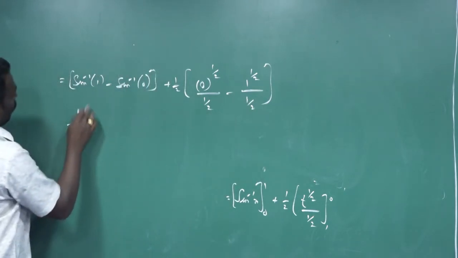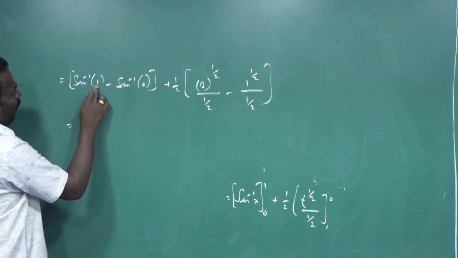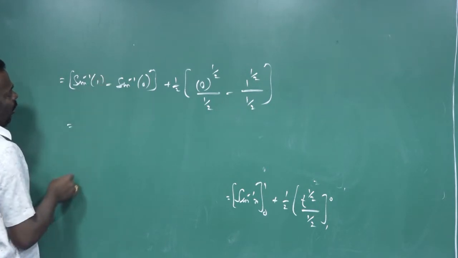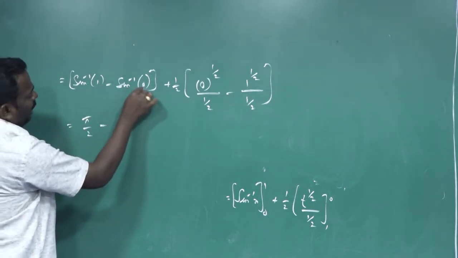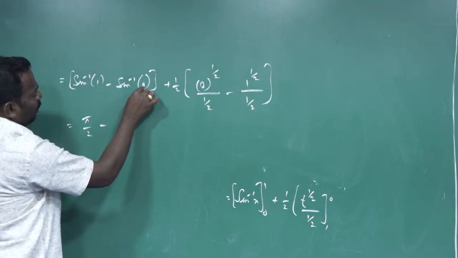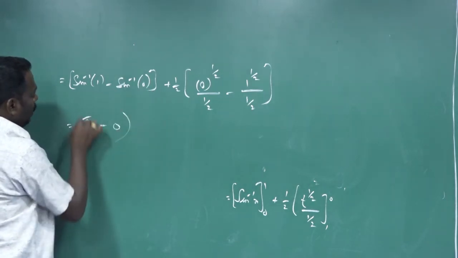Now that is equal to sin inverse of 1. What value of sin is 1? Sin 90 degrees equals 1. This 90 degrees is pi by 2. Therefore pi by 2 minus sin inverse of 0. Sin of what value is 0? Sin 0 equals 0.